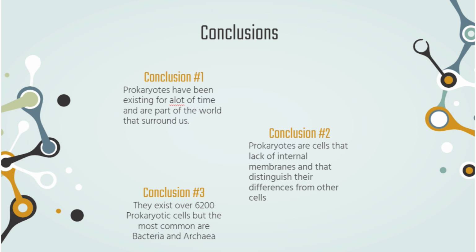Conclusions. Conclusion number 1. Prokaryotes have been existing for a long time and are part of the world that surrounds us. Conclusion number 2. Prokaryotes are cells that lack internal membranes, and that distinguishes them from other cells. Conclusion number 3. There are over 6,200 named prokaryotic species, but the most common are bacteria and archaea.